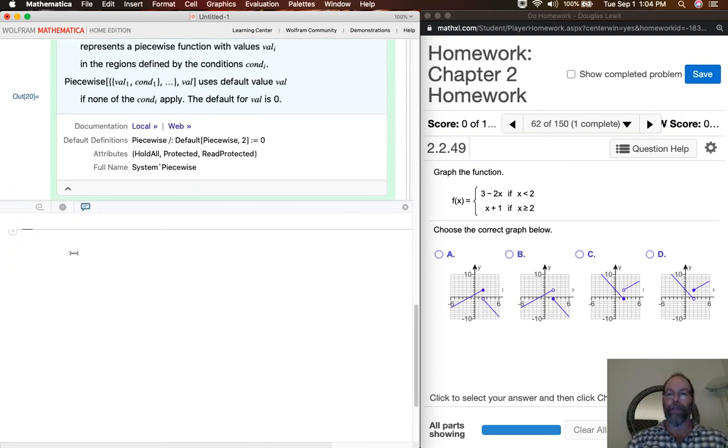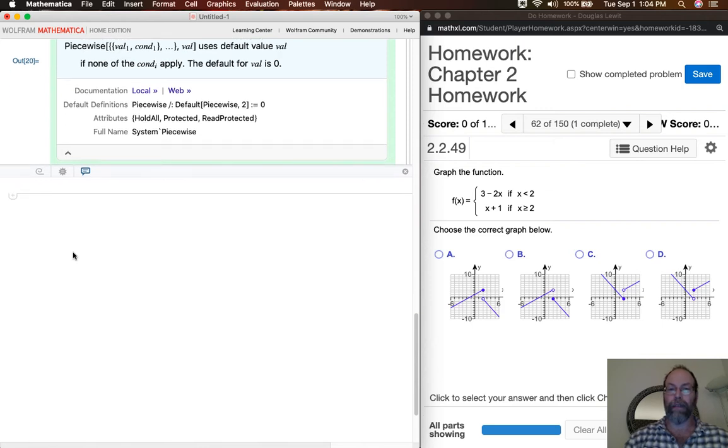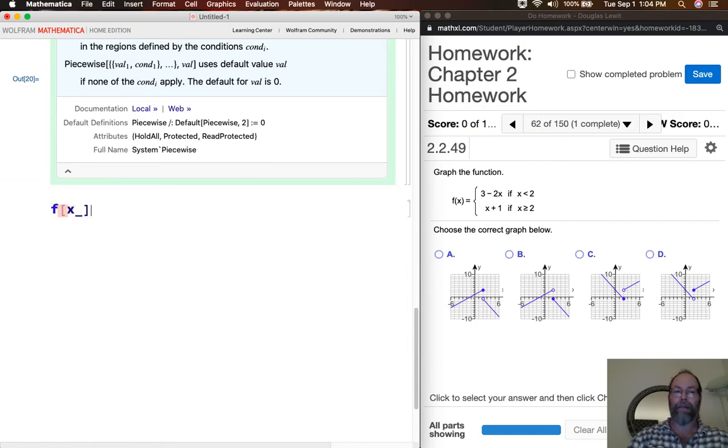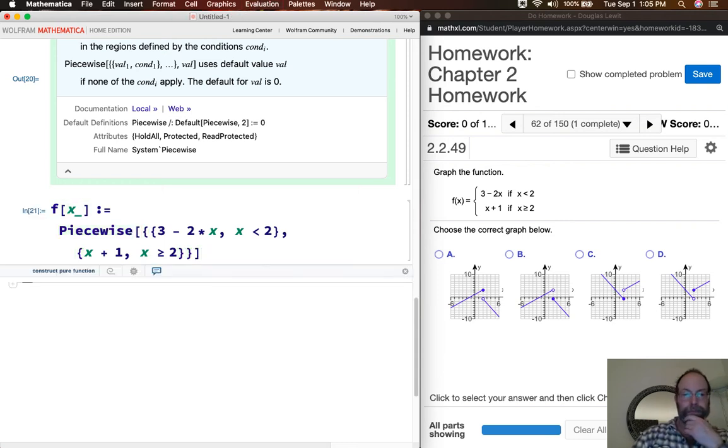Okay, so this is what we're going to do. f of x is equal to Piecewise: 3 minus 2 times x if x is less than 2, and x plus 1 if x is greater than or equal to 2.